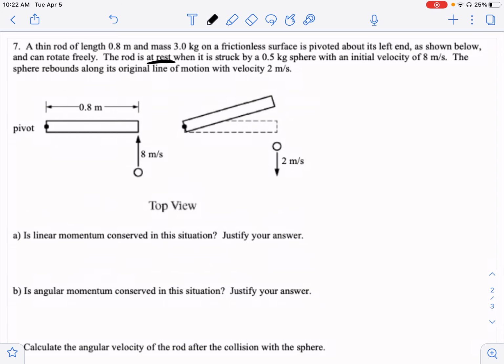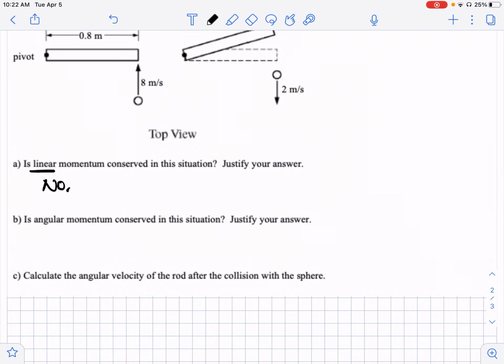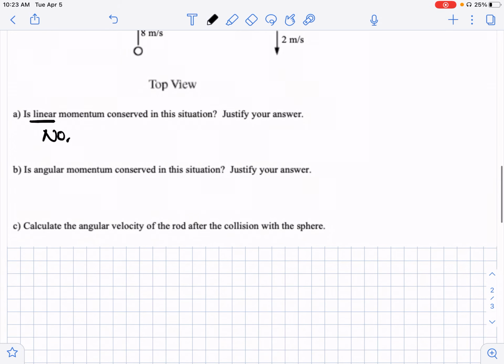And for part A, it's asking us, is the linear momentum, so we'll underline that, linear momentum, conserved in this situation? So the answer here is no, it's not. And you might be kind of confused because in the past we talked about in collisions how your linear momentum was conserved, but in this situation we do have an external force being exerted at the pivot. So no, because there's an external force exerted by the pivot.